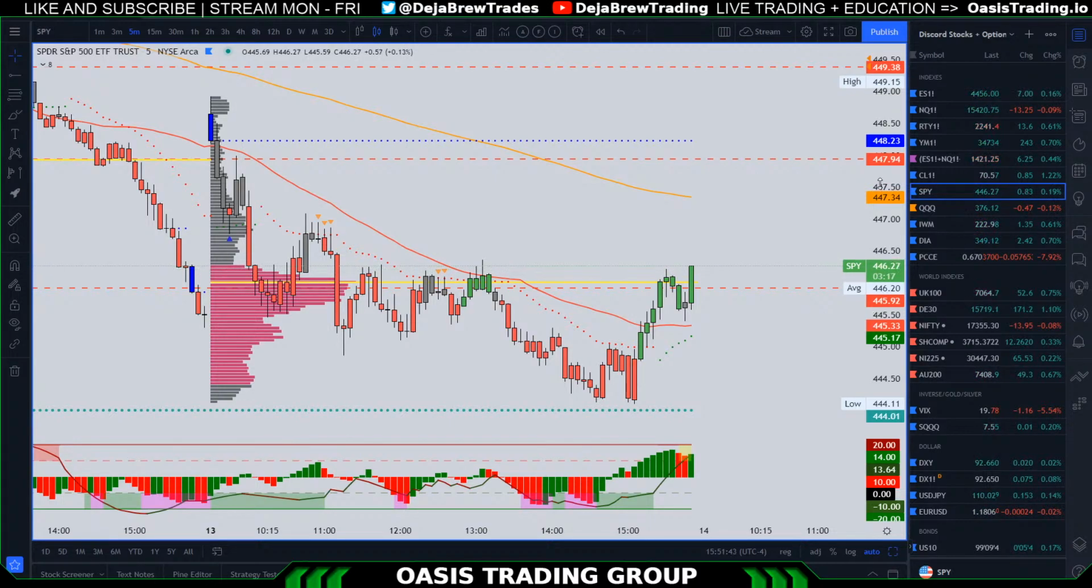Nice little pump here on SPY into the close. What do we have? 10 minutes left? Not a bad close.